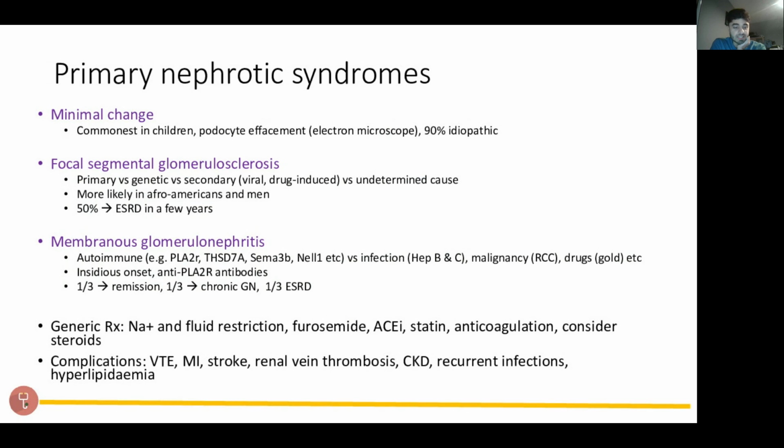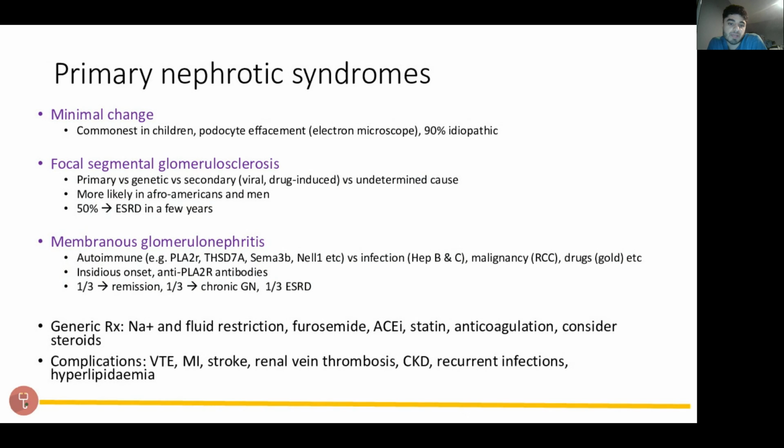Membranous glomerulonephritis, what we just had. Now, this one is really expanding in the past few years in terms of the number of antibodies we've found. Typically, what people know is anti-PLA2R. I would remember that one. That's the big one. But there are these other ones here that are all very new.